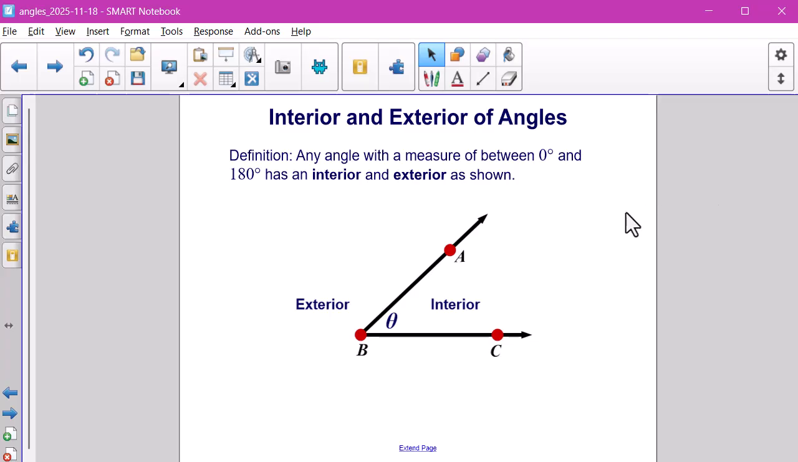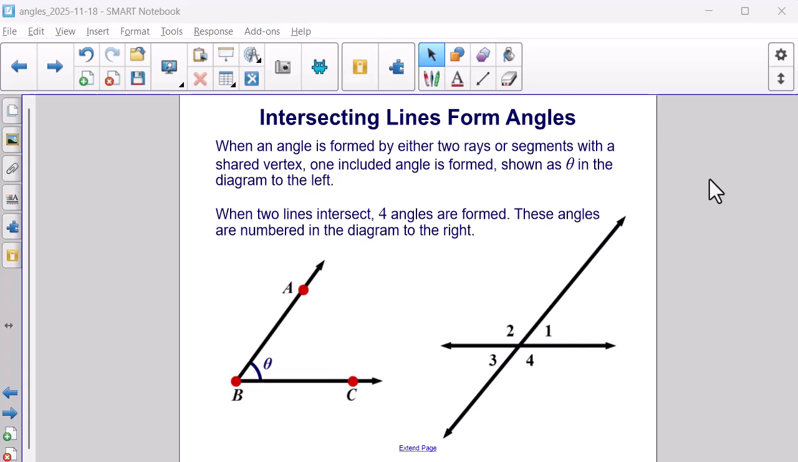Any angle with a measure between 0 degrees and 180 degrees has an interior and an exterior, as shown in this diagram. The interior section is inside of the angle, and the exterior section is outside of the angle.